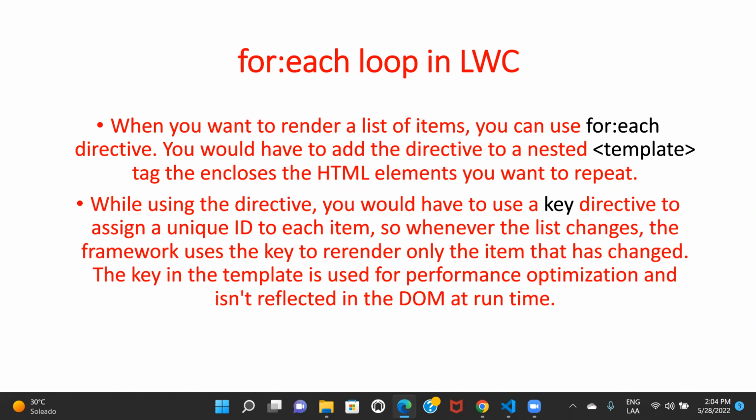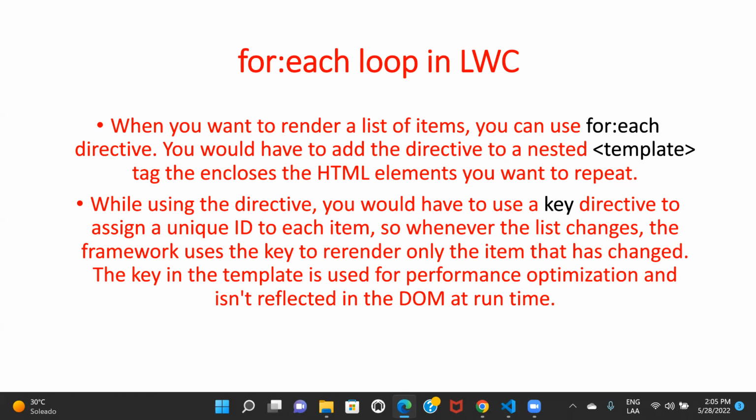Okay, so for example, if you have 50 accounts in your org, the first thing that you would be doing is you will query all those accounts in your Apex controller. And once you have that data in your JS file, and once you pass it to HTML, you need some kind of iterator which can display each and every record one by one, because you're not only displaying one account, but you have 50 accounts in this scenario. So one of those iterators is the for each loop that we have in Lightning Web Components.